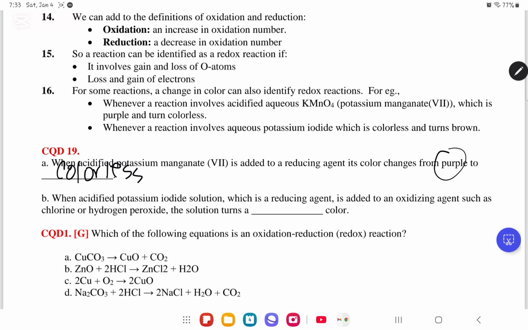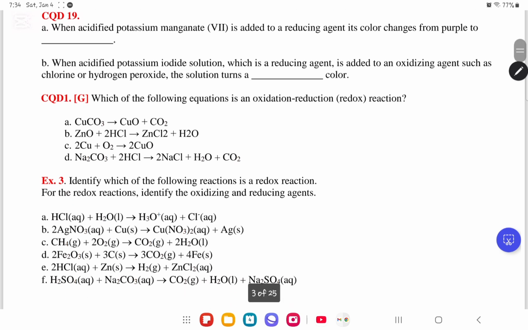When acidified potassium iodide solution, which is a reducing agent, is added to an oxidizing agent such as chlorine or hydrogen peroxide, it turns from a colorless solution, they didn't state it's colorless, but usually it is, to a brown color. Alright, so now we move on to CQD number 1.